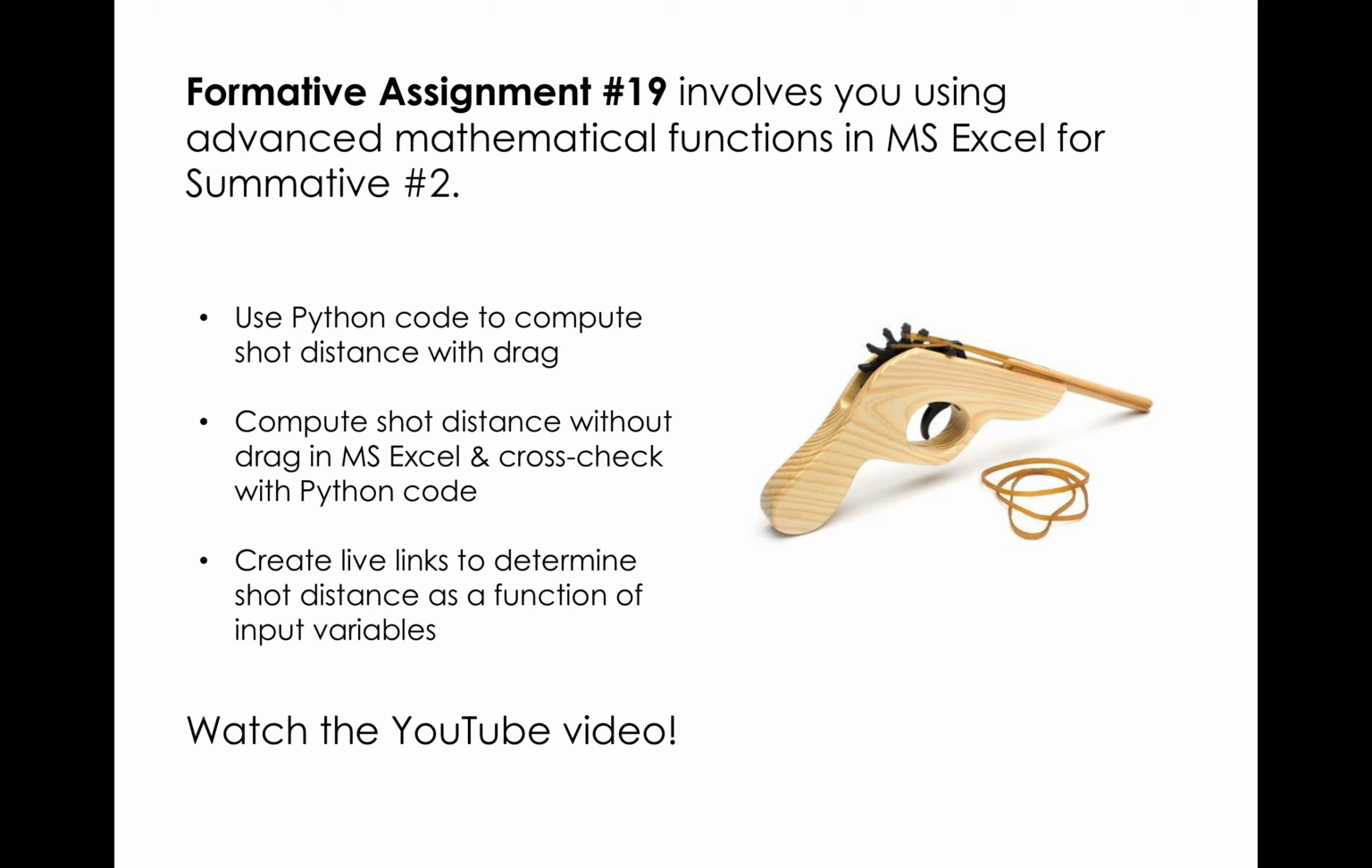Formative assignment number 19 involves you using advanced mathematical functions and that Python solver for summative number 2. You're going to use the Python code to compute shot distance with drag. You're going to compute shot distance without drag in Microsoft Excel and cross-check your values with the Python code. You're also going to create live links in Microsoft Excel so that you can play with those parameters, stiffness, mass, stretch, in helping you make your design. So basically, I'm going to walk you through some of the back calculations in Microsoft Excel that'll be helpful for formative assignment number 19. Look for that video coming shortly.